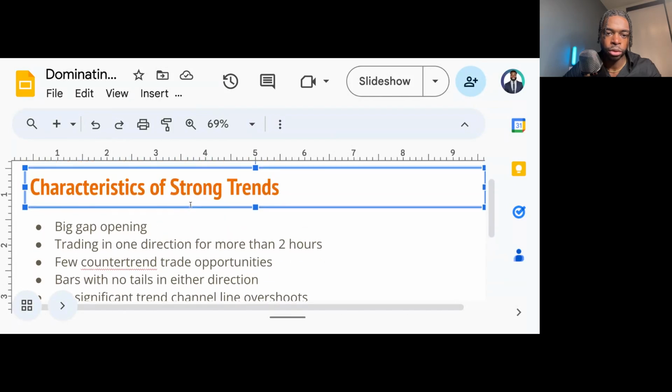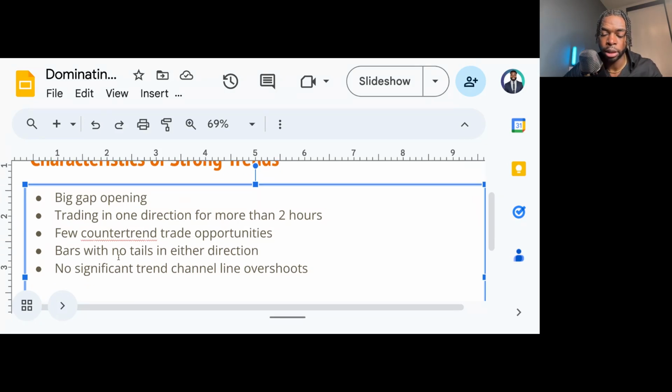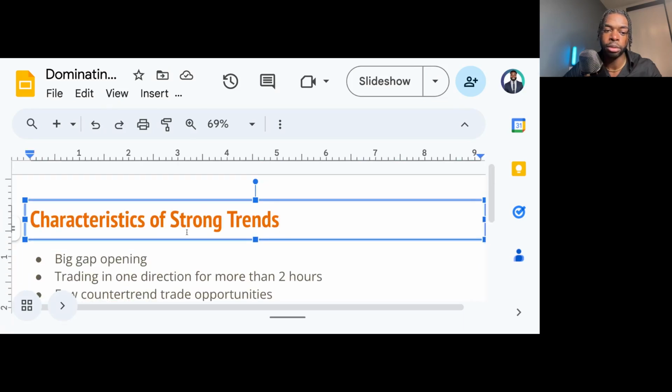characteristics of some strong trends we talked about in another video would be big gap openings, trading in one direction for more than 2 hours on intraday during day trades, having few counter trend trade opportunities, so very little pullbacks, and then bars with no tails in either direction, which shows a lot of strength in either buying or selling based on where the trend is, and then no significant trend channel line overshoots. These are characteristics of strong trends. You need to keep this in mind.